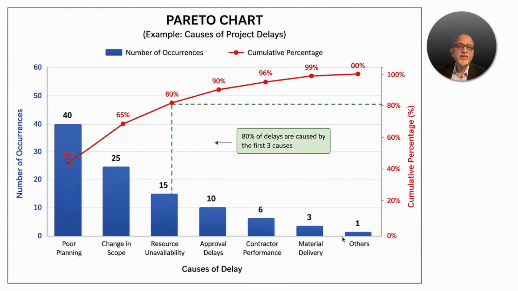So instead of trying to solve all the problems, Pareto analysis helps us to focus and solve the issues. If we can focus on the first 3 out of these many, we should be able to eliminate 80% of the problems. So by focusing on 20% of the root causes, we will be able to eliminate 80% of the defects. This is very useful.